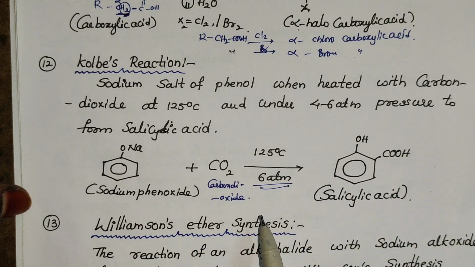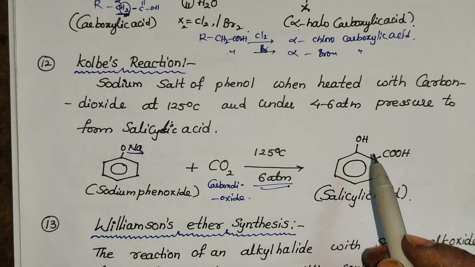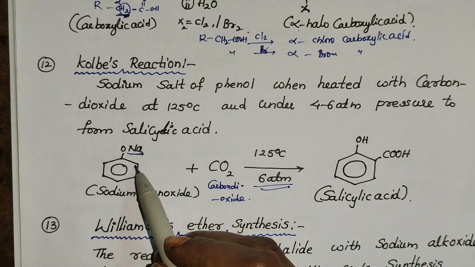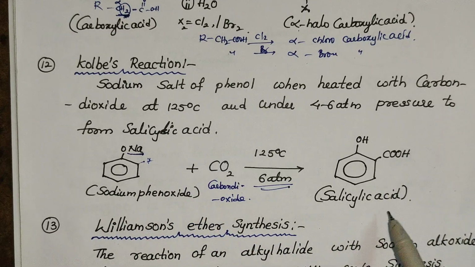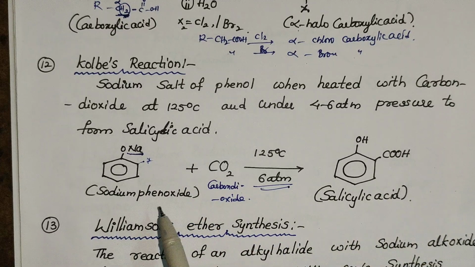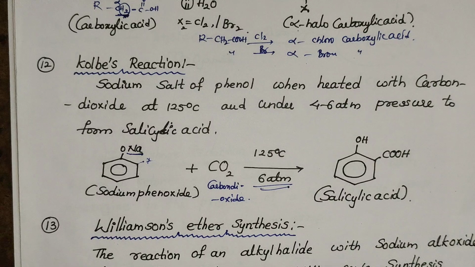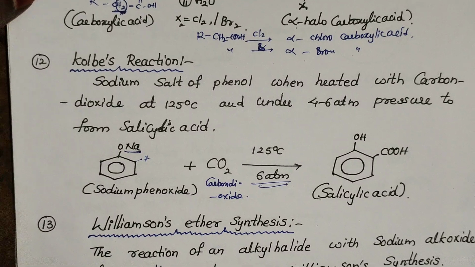Okay, so here it will form sodium phenoxide. Here a phenol OH group is formed, and the adjacent position is substituted with the COOH group. It is known as salicylic acid. Sodium phenoxide is converted into salicylic acid. Okay, this is known as the Kolbe reaction. Time is very less, that is why I am explaining very fast.